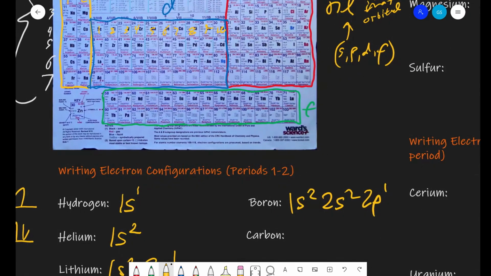Let's say we did carbon. Carbon is right after boron. So again, it's going to have 1s2, the previous stuff, 2s2, just counting, 2p, and since it's right after boron, if boron is 2p1, this would be 2p2.